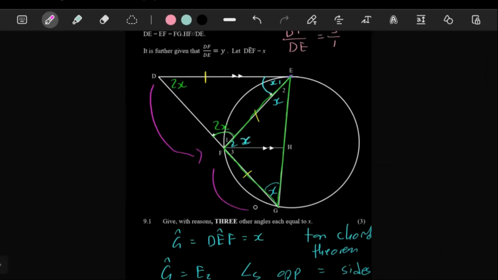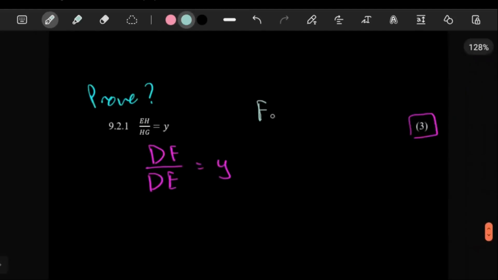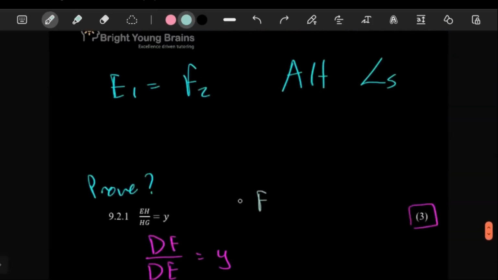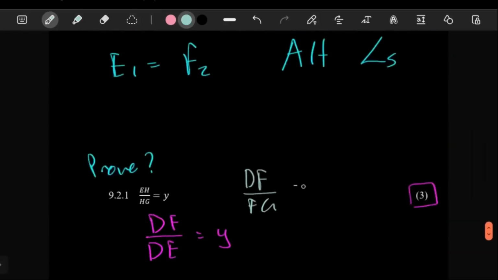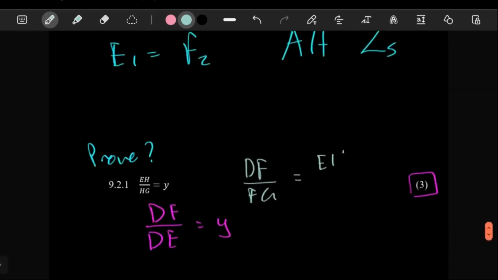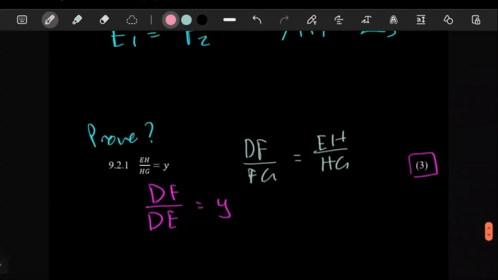DF over FG is equal to EH over HG. So the reason for that is just proportionality theorem. So let's write that down. DF over FG is equal to EH over HG. This is a fact. The reason is just going to say here proportionality theorem, prop theorem.